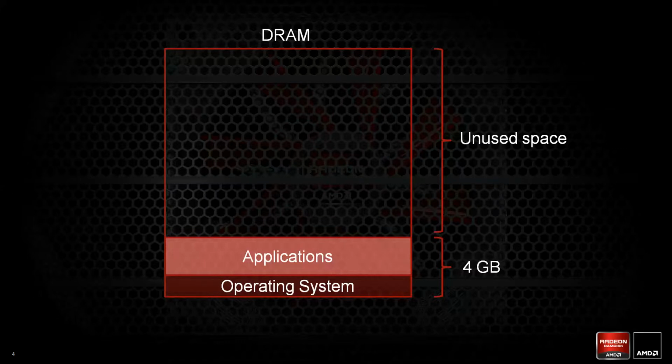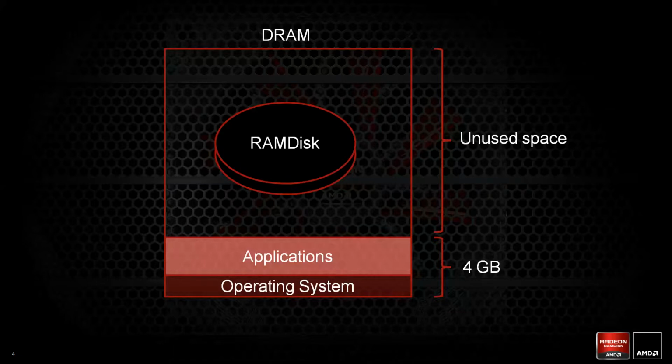Now, obviously, if you only had 4 gig, you'd be pretty well set. But computers these days have 8, 16, 32, 64 gigs of DRAM capacity in them. So the question is, what do I want to do with all that unused space? One of the things you can do is create a RAM disk in that space. That is, partition that unused space out and present it back to the system as one of your storage devices.